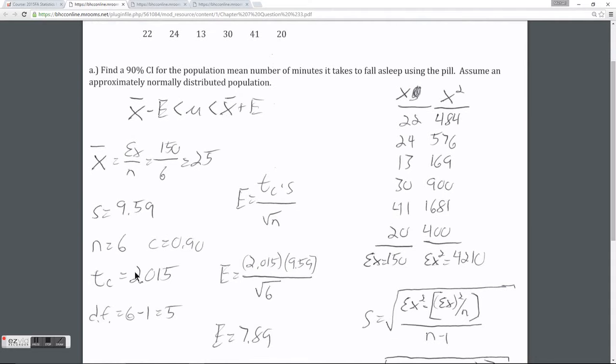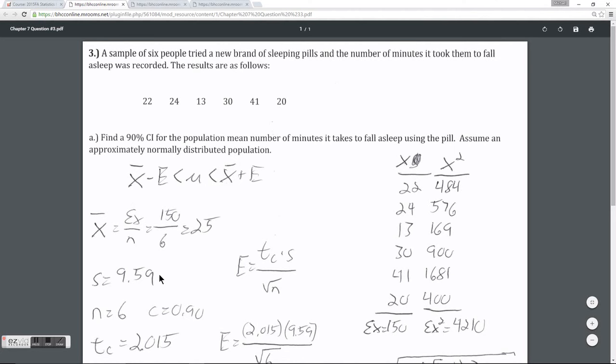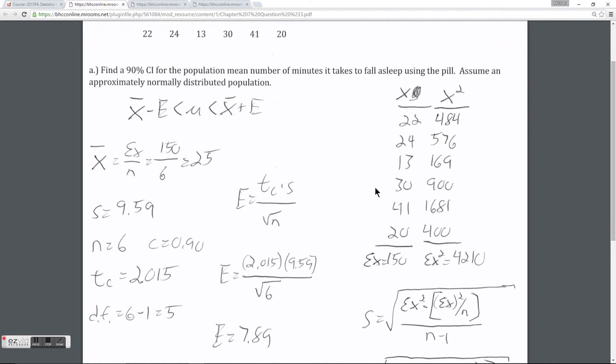Onto the margin of error, I need to find the sample size, which is n equals 6, and I need the sample standard deviation, which is 9.59. But you'll notice again that value is not given to us in the problem. So what I had to do is calculate my own sample standard deviation. So this is almost like a real-world problem, where we've gone out, we've collected data, and we're creating our own confidence interval from scratch. I computed my own sample mean, and I'm going to compute my own standard deviation for the sample as well.